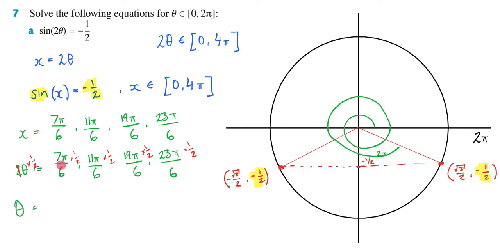So 7 pi over 6 times 1/2, well, 2 times 6 is 12. So I'm going to get 7 pi over 12. Next, I'm going to go 11 pi over 6 times 1/2. So I'm going to get 2 times 6 is 12. So I'm going to get 11 pi over 12. And hopefully what you're seeing is I'm just timesing all my denominators by 2. So this is going to be 19 pi on 12. And lastly, I'm going to get 23 pi on 12. And now I have my answers in terms of theta, just like I wanted.